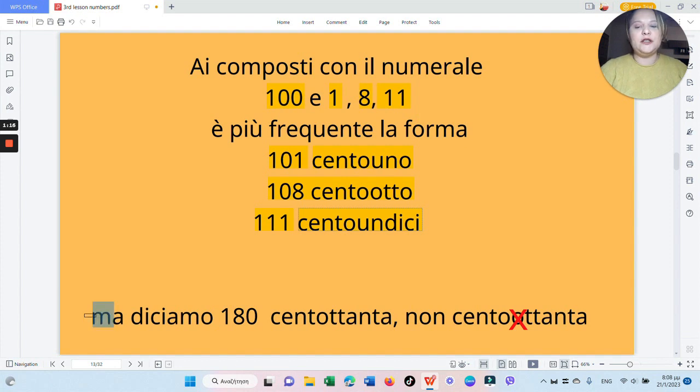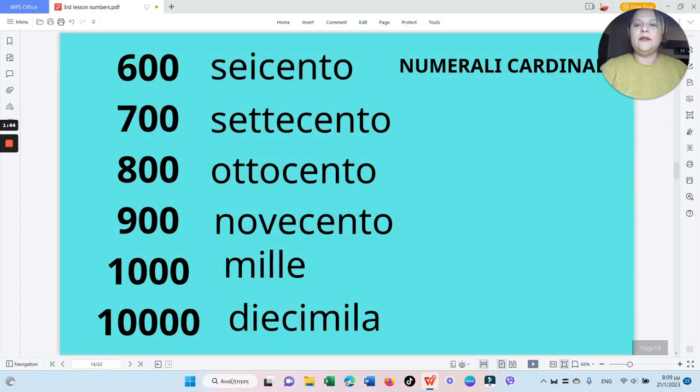But attention, when we want to say 180, the correct one is 180, eliminating one of the two O's, and not with both O's. So, let's go ahead.